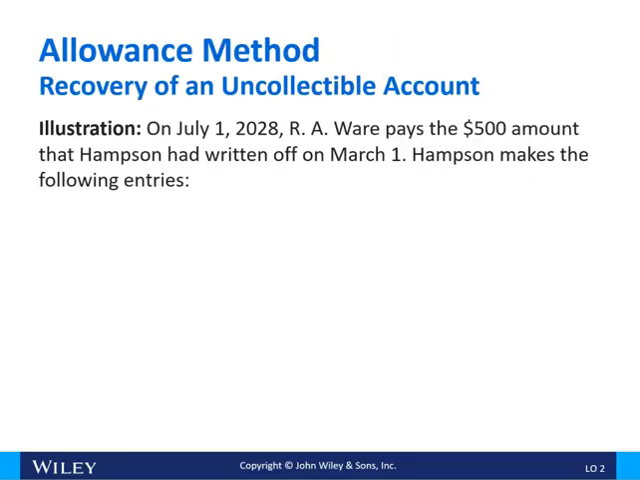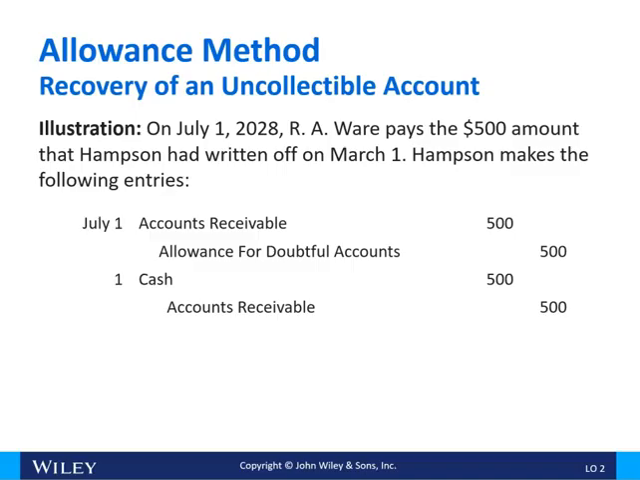Now what happens if the customer ends up paying us? So RA Ware pays the $500 amount that they've been written off. We're going to make some entries to record that. First, we have to write up the accounts receivable. Since we wrote it off, it's not there, so we have to do an entry to debit accounts receivable, credit allowance for doubtful accounts. So we put that accounts receivable back on our books. Then we can apply the cash we received to that accounts receivable, debit cash, credit accounts receivable.